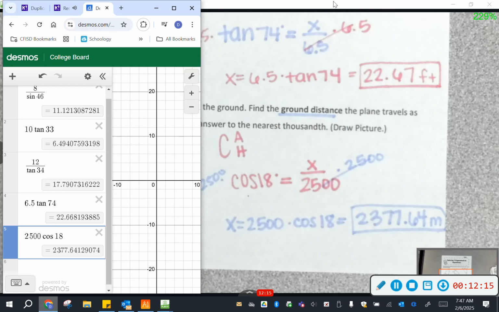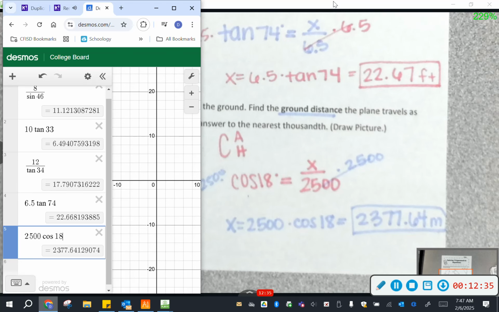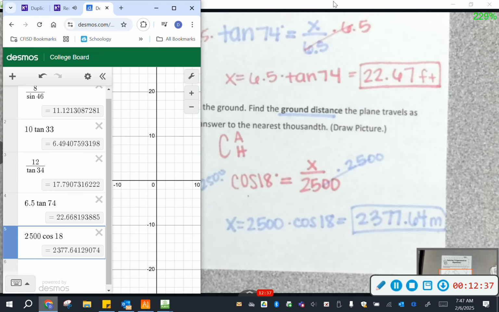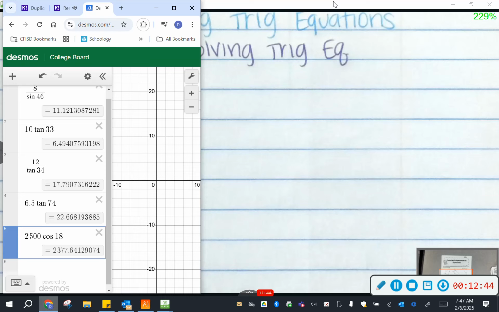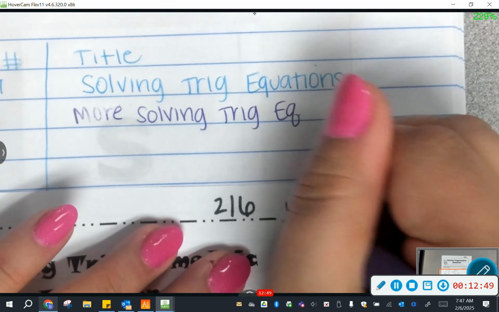Aubrey, can you pass out glue to everybody again? Yes. Give me a second. Let me write this down. This is just going to be titled More Solving Trig Equations. Title this More Solving Trig Equations and glue this on page 48.